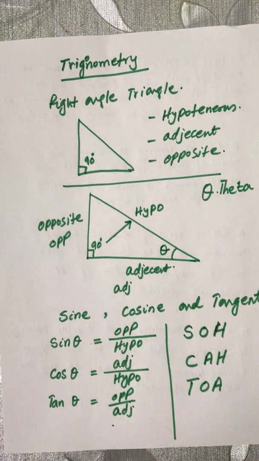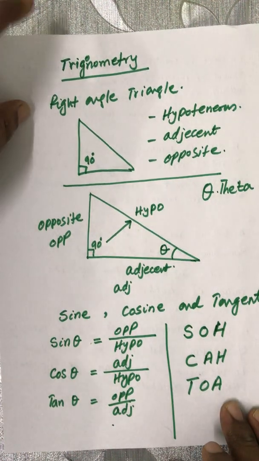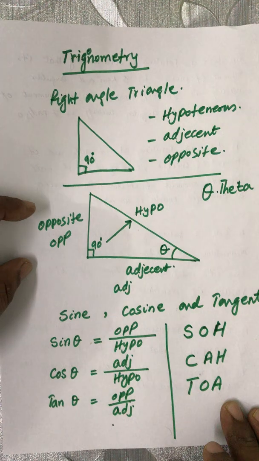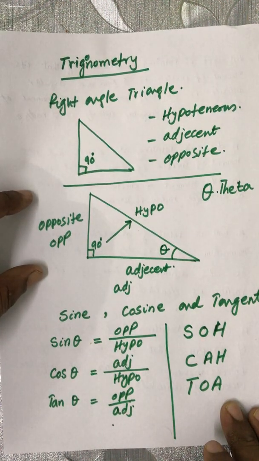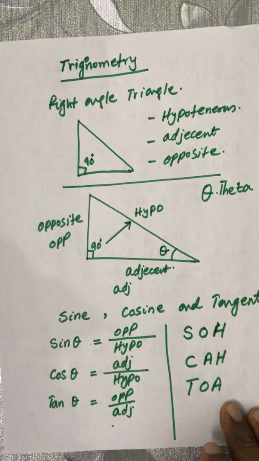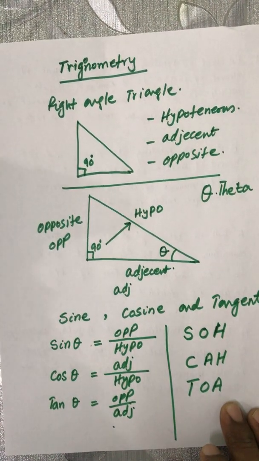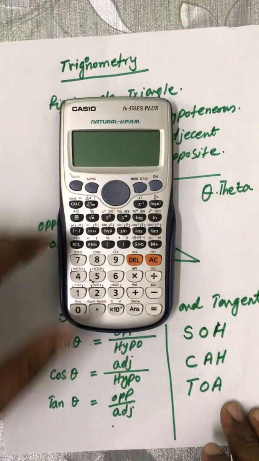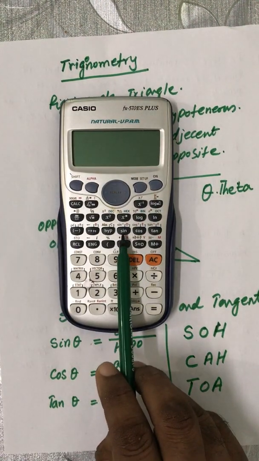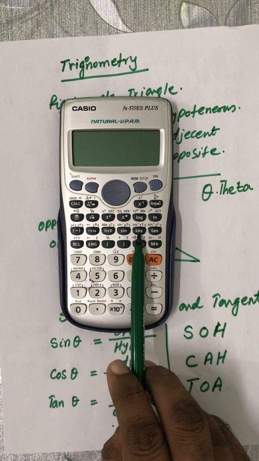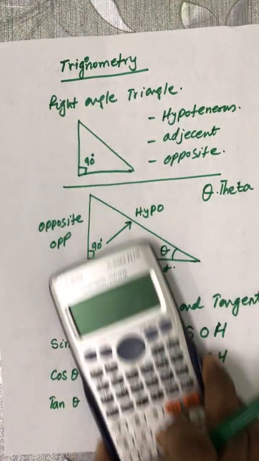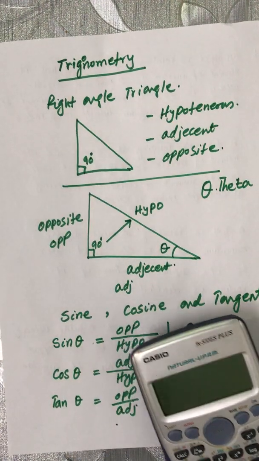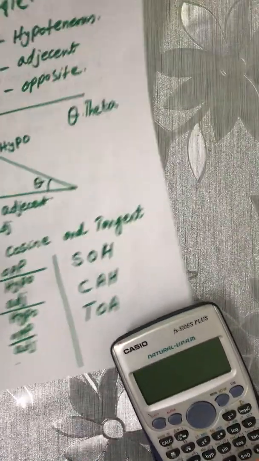Now we have to solve one question, then it will help you to understand how we will use these. In a scientific calculator, we have sine, cosine, and tangent buttons. See here in our calculator. Now I will solve one question, and then the rest you will solve on your own.